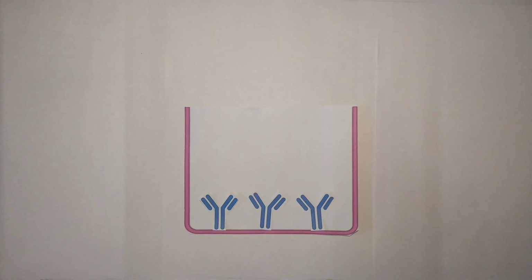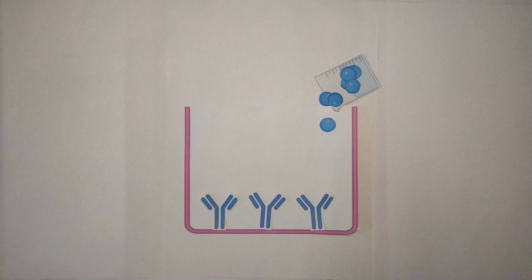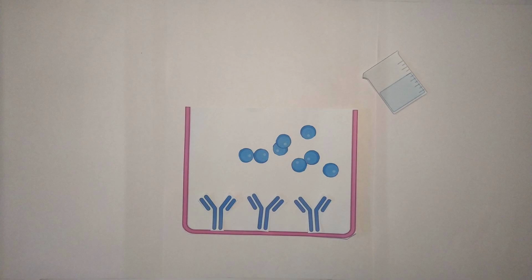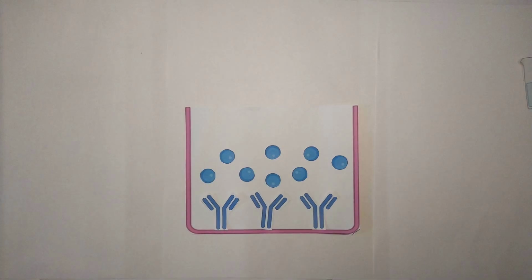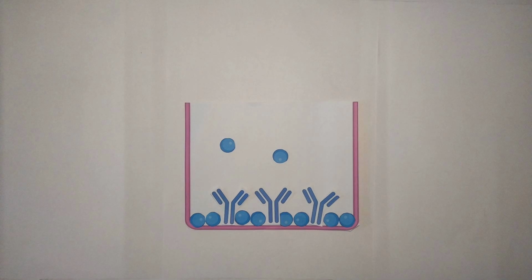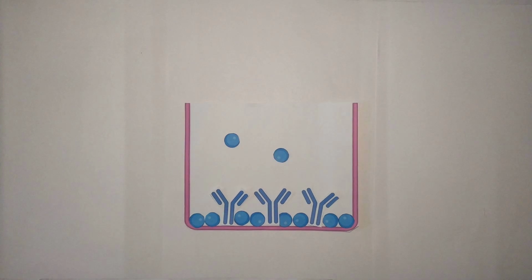The second step is blocking. Blocking agents like BSA, gelatin, and casein are added. These are inert in nature. Various blocking agents block the excess space between the antibodies and thus prevent non-specific binding.